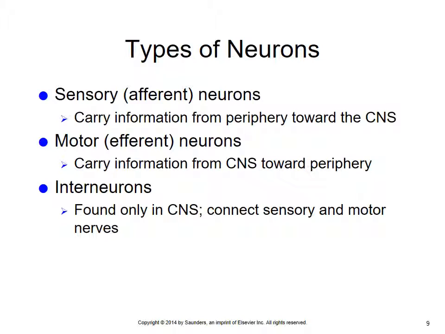Interneurons are found only in the central nervous system. They form connections between sensory and motor neurons.